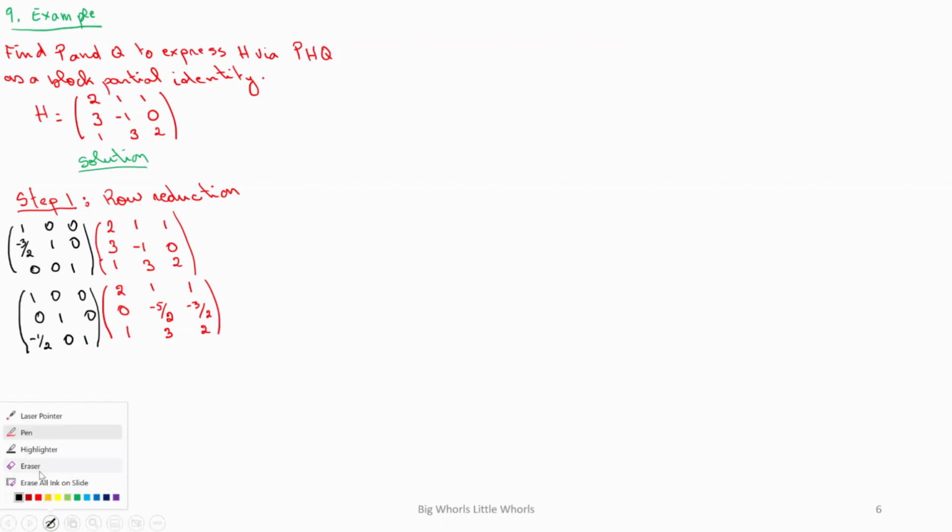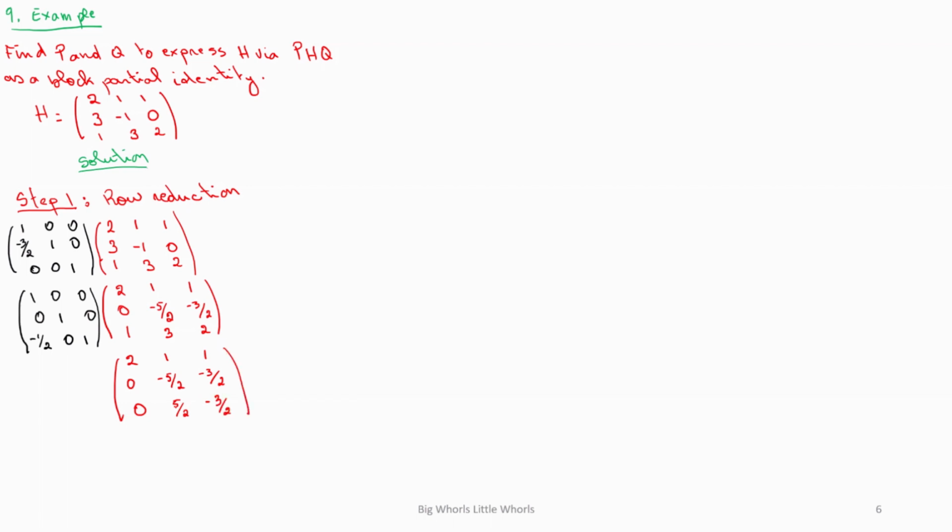So if we multiply those two matrices together, it will give us 2, 1, 1, 0, minus 5 over 2, minus 3 over 2, and 0 here, 5 over 2, minus 3 over 2. Okay, the next step in Gauss elimination is to use the minus 5 over 2 in row 2, the leading entry in row 2, to cancel the 5 over 2 in the row below it in the third row. Okay, so here is the elementary reduction matrix that will help me perform that operation.